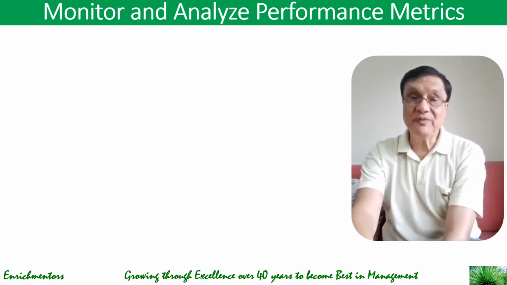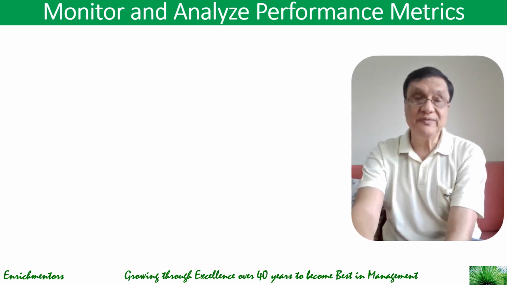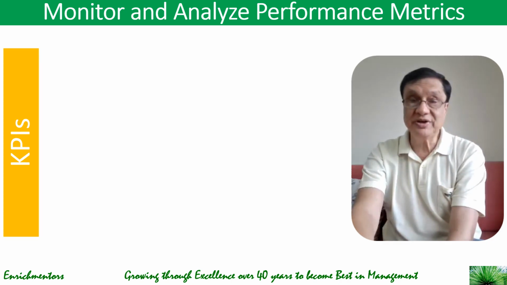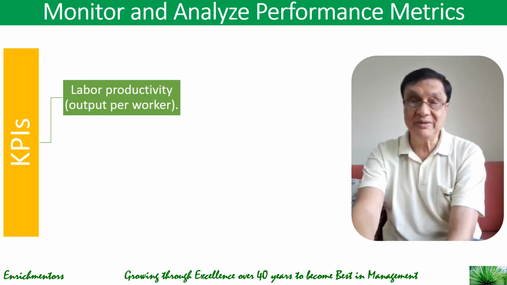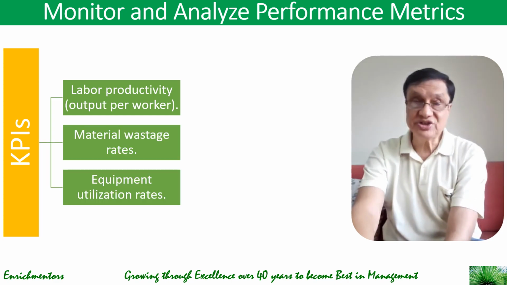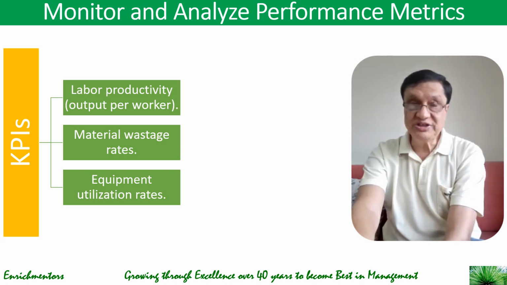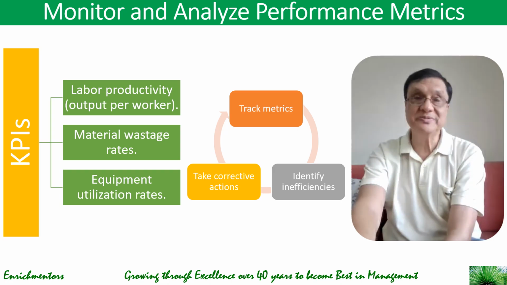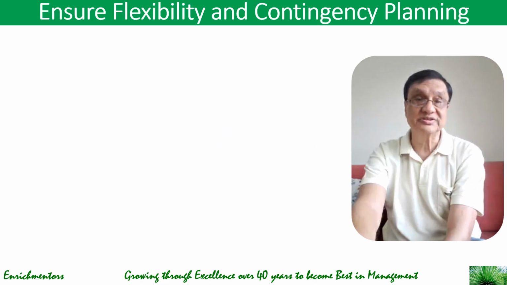Monitoring and analyzing performance metrics are critical for efficient resource utilization. You need to track key performance indicators, KPIs, for labor, material, and equipment usage, like labor productivity, output per worker, material usage and waste rates, and equipment utilization rates. And then you use these metrics to identify inefficiencies and take corrective action. So monitor and analyze performance metrics to efficiently use your resources.